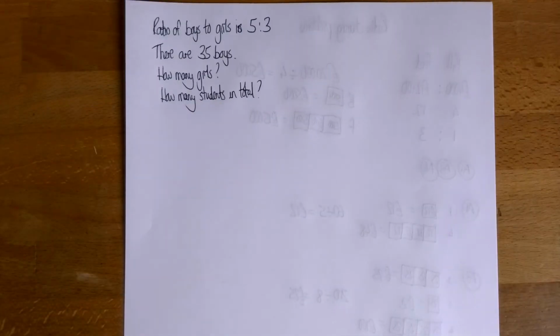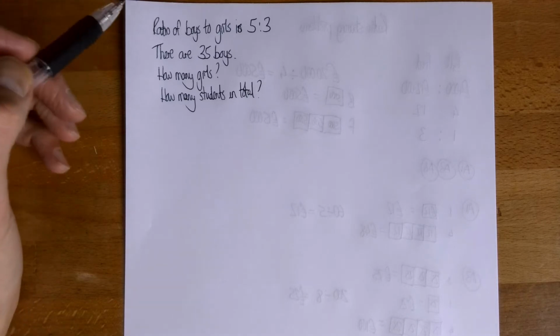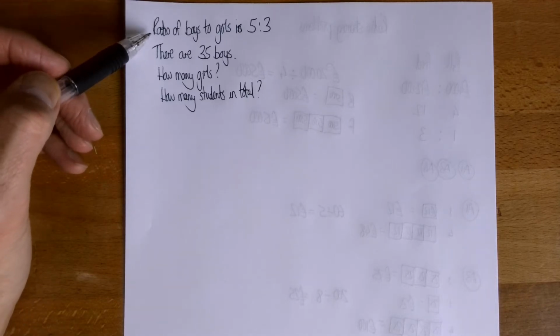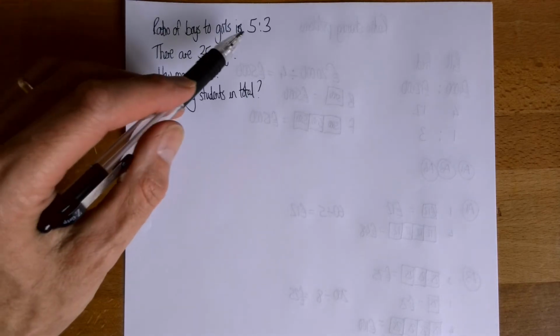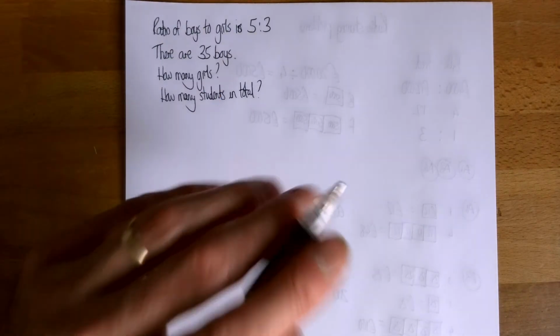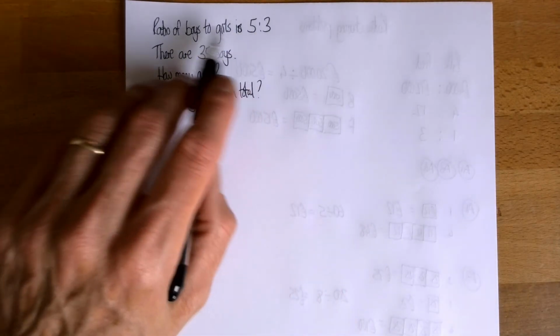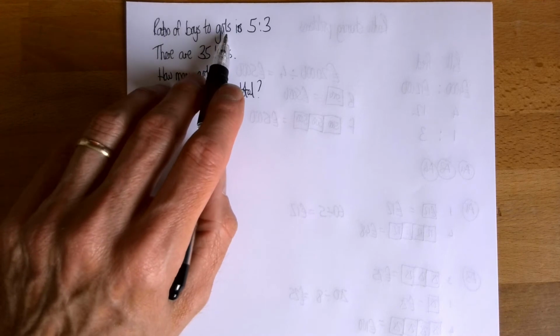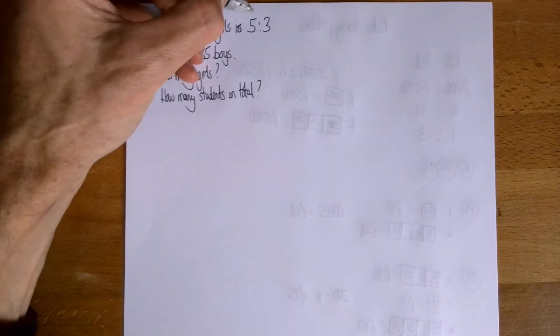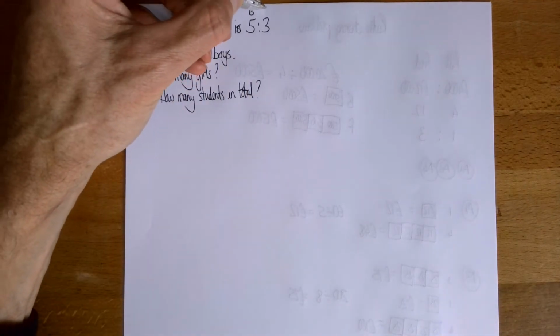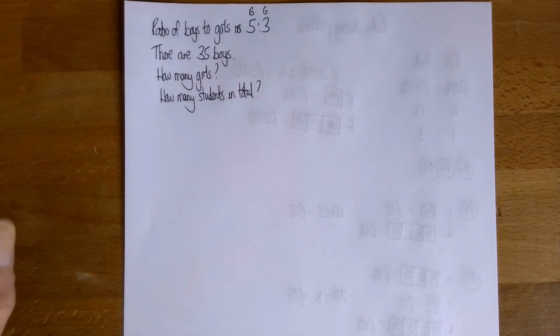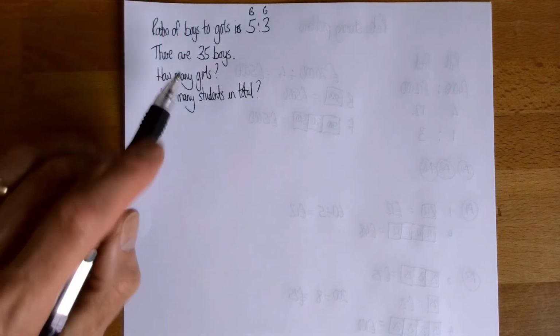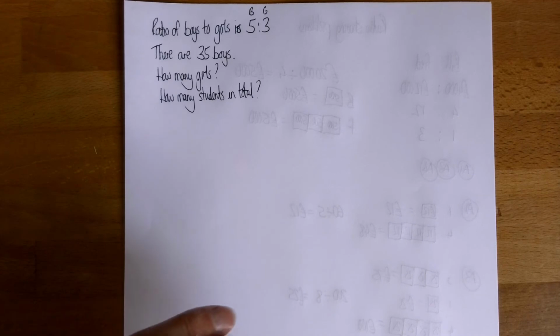Okay, so here's the second sort of question. It is another ratio sharing question, but it's not the same as the ones we've just done. Let's look at it carefully. So we're told that in a particular school, the ratio of boys to girls is 5 to 3. Now, the order is important. It says in the words boys first, then girls. So that's the boys' number, that's the girls' number. So I always put a little letter above each one to help me remember. There are 35 boys.